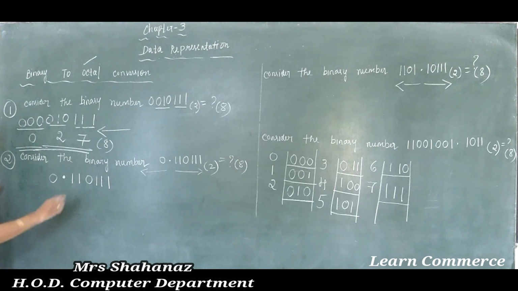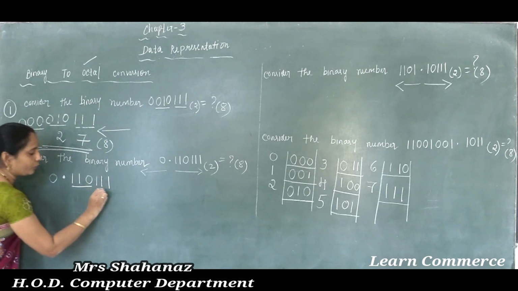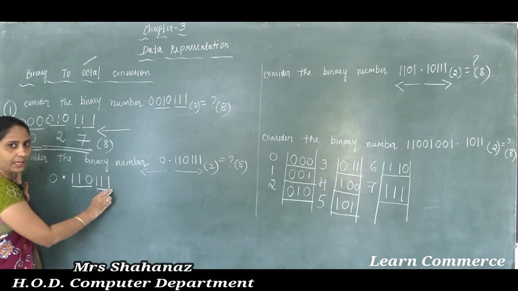Now so 3-bit, or we can say that for fractional we need to take 110 111. So this side is called the LSB.